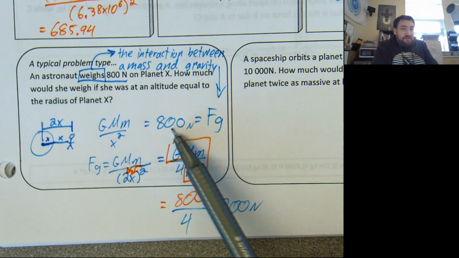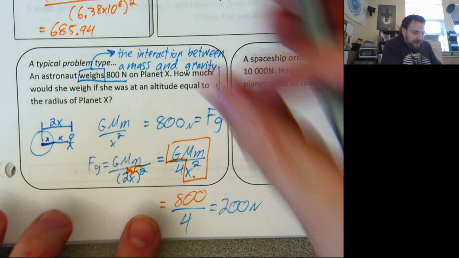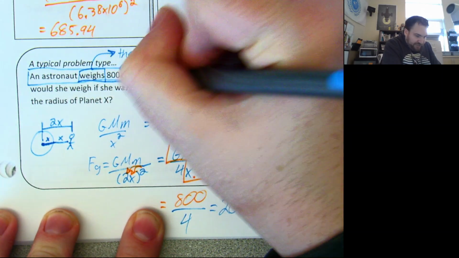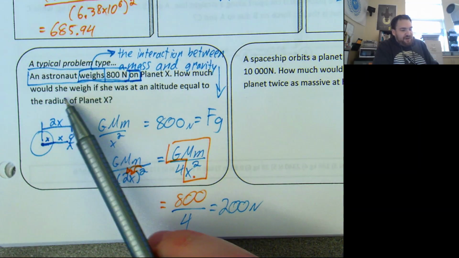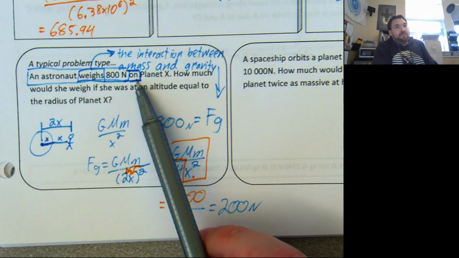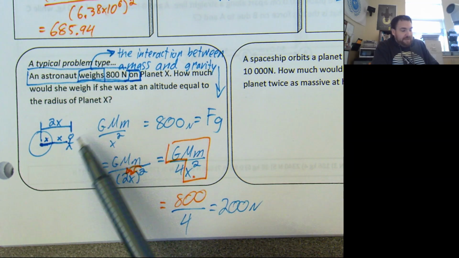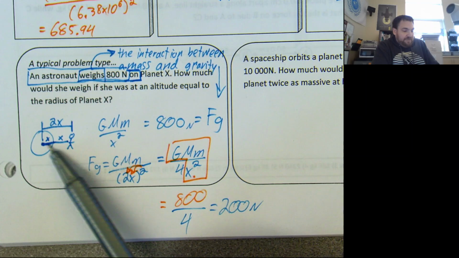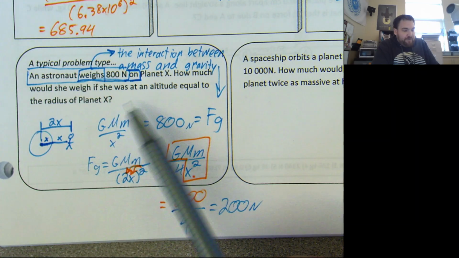Why is this? Okay, because all of this is packed into this statement. Oh, actually, I need one more word. An astronaut weighs 800 newtons on, wherever, which means at the surface, which means this distance from the center to the surface is, well, we don't know the value, but that's what we're going to call x.